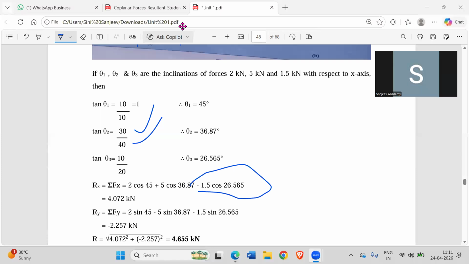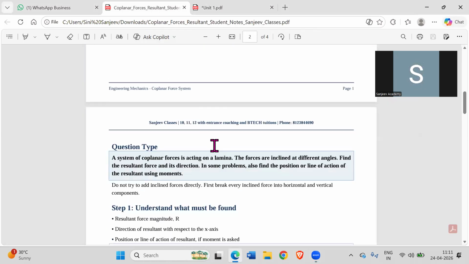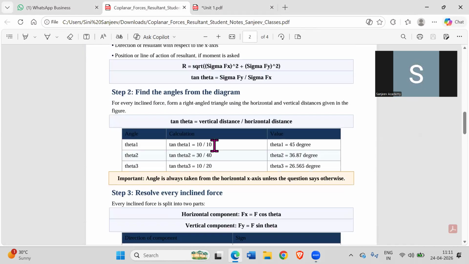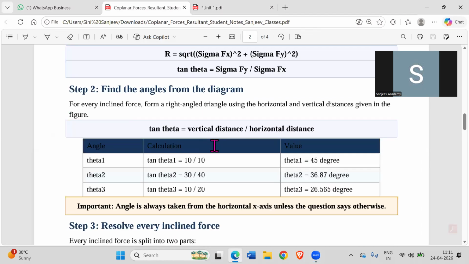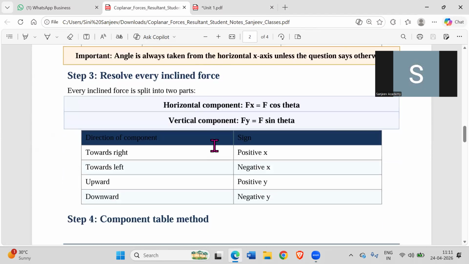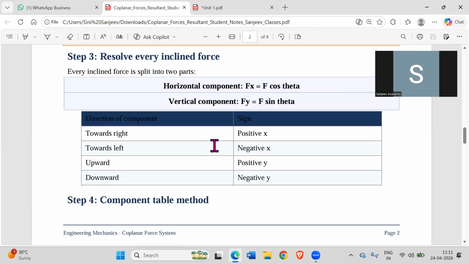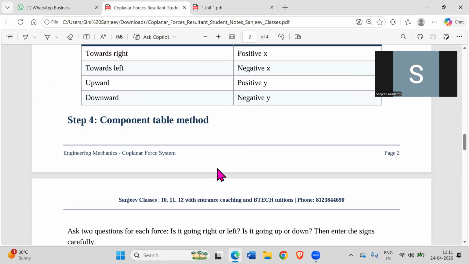So let me share the screen first. So these are notes which I have prepared. So this is what I was telling about. Towards right, positive, negative, everything.